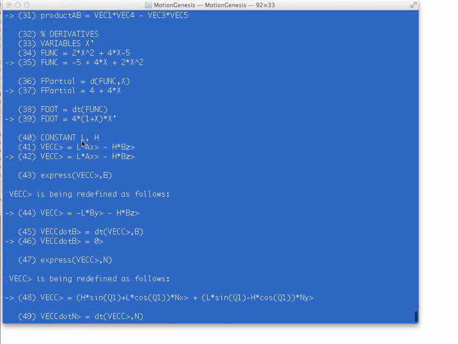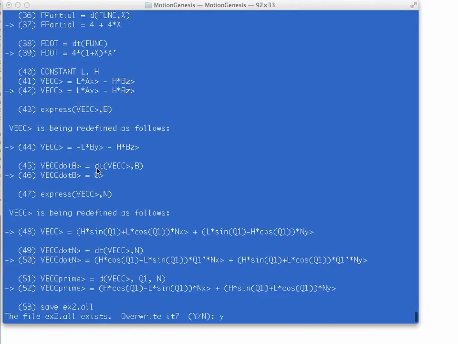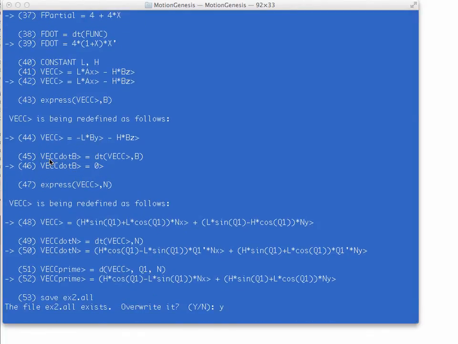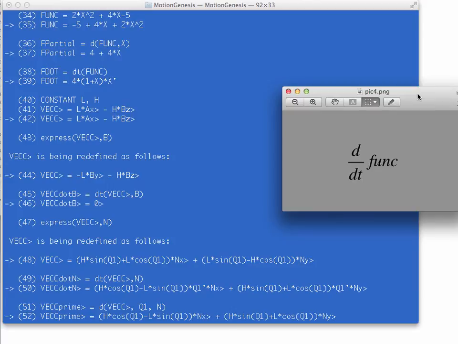Okay, so now I've got some functions, some constants, L and H. I defined some new variables here, a new vector here. So L AX minus H BZ, again, mixed bases. I can express the whole thing in B, and it does the conversion because it knows how A and B are related. And now I'm going to take the time derivative of vec, but I'm going to do it in the B basis. Here, I didn't have to define the basis because this is a scalar function. So func is a scalar function, so I didn't have to say what basis I was doing the derivative in.